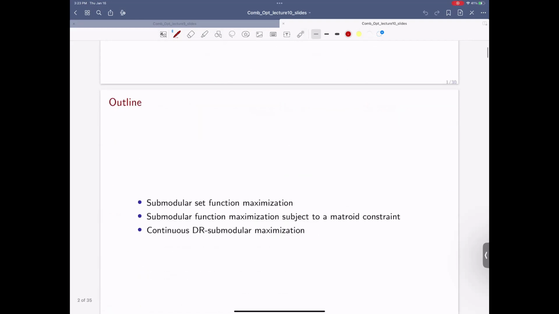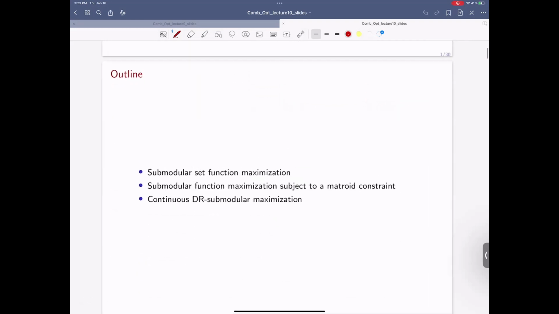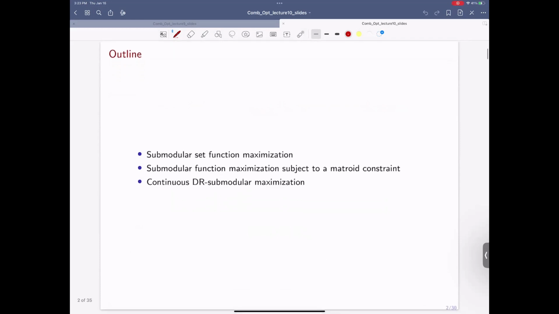Okay? So I'm going to start with the problem of maximizing a submodular set function, and I will explain the problem subject to some possibly complex constraints, and I will also talk about the continuous version of the problem. Okay.